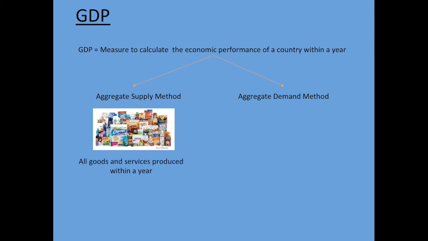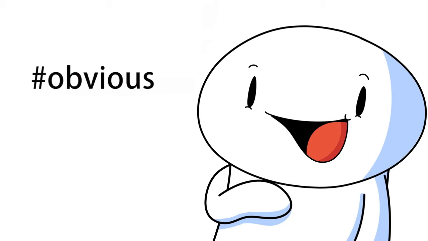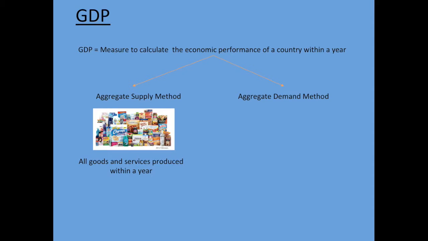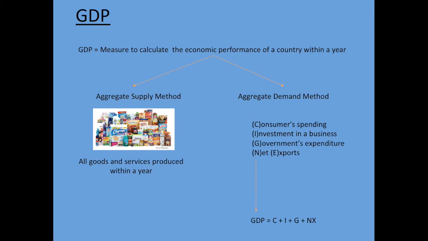On the other hand, the aggregate demand method is focusing on the demand. Well, what a surprise! The aggregate demand curve shows how much money the private households are willing to spend, how much investment is going on in a business, how big the government's expenditure is, and how much net exports the country makes within a year.